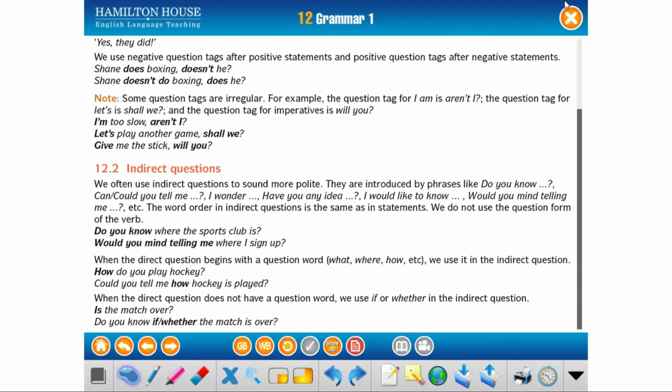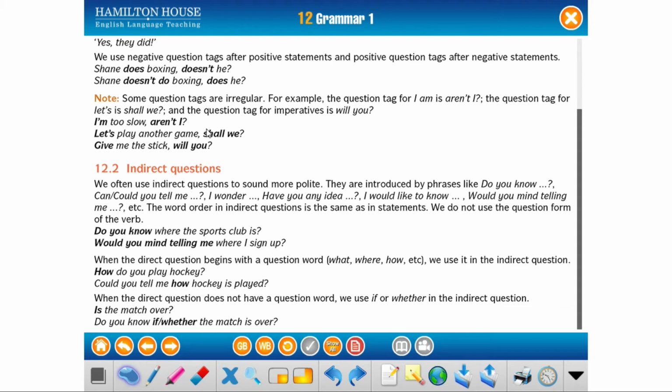Which of these two sentences do you think sounds better? What time is it? Could you tell me what time it is? Of course, the second sounds better because it's more polite. So these are the indirect questions. They are some phrases that we use before a question to sound more polite.